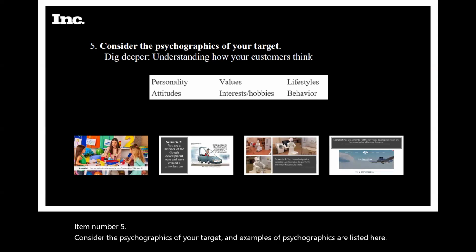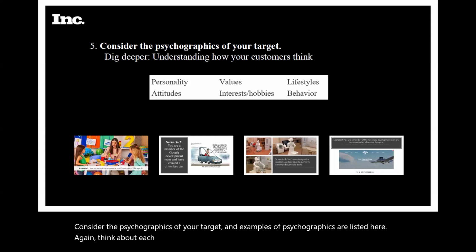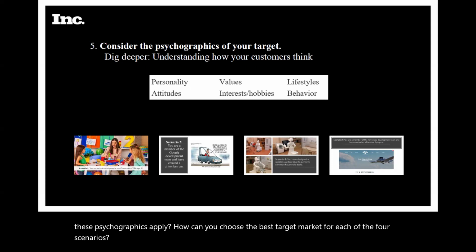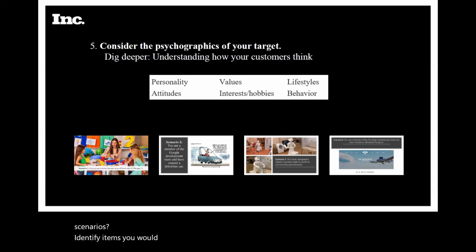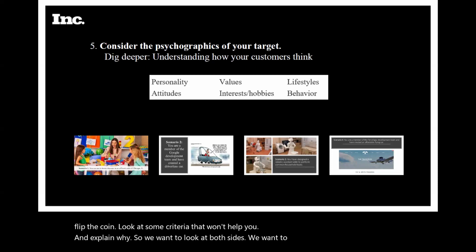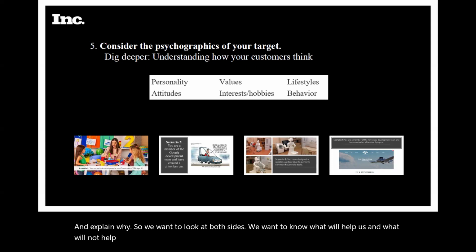Again, think about each scenario one at a time. How do these demographics apply? How do these psychographics apply? How can you choose the best target market for each of the 4 scenarios? Identify items you would consider valuable for helping you identify the target market, and then flip the coin. Look at some criteria that won't help you and explain why. So we want to look at both sides. We want to know what will help us and what will not help us. And we want to know why we think that.